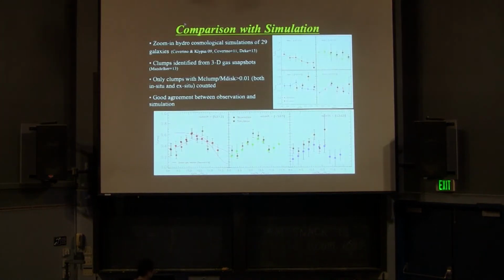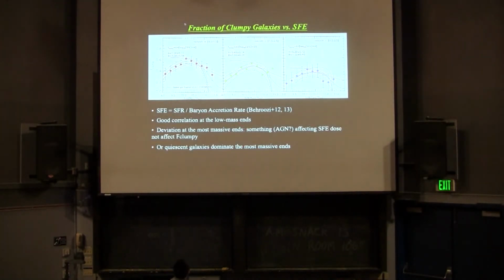But in the high mass end, we always have points above the star formation efficiency. That means something working on the star formation efficiency doesn't work on the clumpy fraction. That could be AGN, but we don't have any evidence to show AGN is destroying clumps. Instead, we have some evidence to show AGN is associated with clumps, that clumps may be a fuel source of AGN.